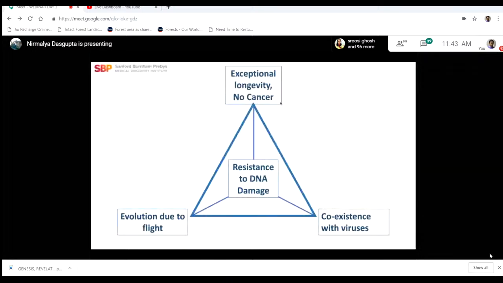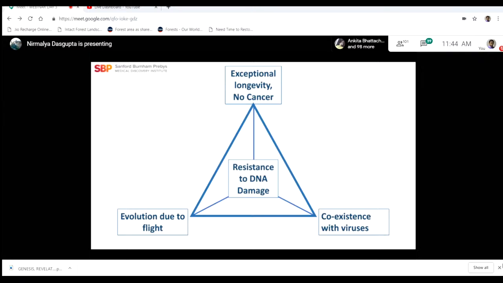If you see, they have exceptional longevity. And all of this actually started from the evolution due to flight. They have resistance to DNA damage, and because of flight, because of this ROS generation, they evolved like this. They have an efficient DNA repairing system and are resistant to DNA damage, which is correlated with coexistence with viruses because of their suppressed immune system, and which also caused the exceptional longevity and no cancer.